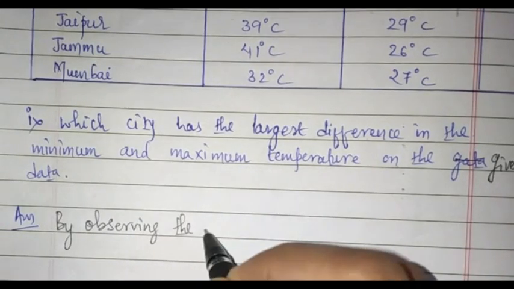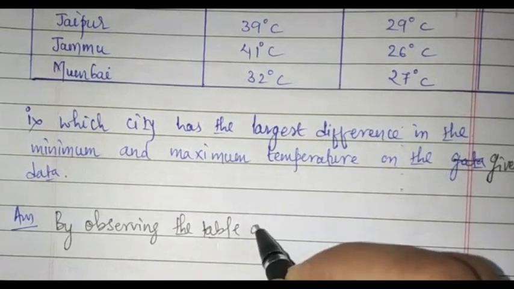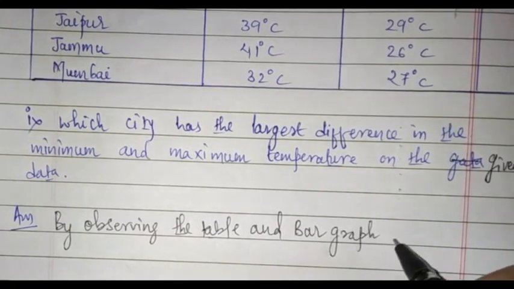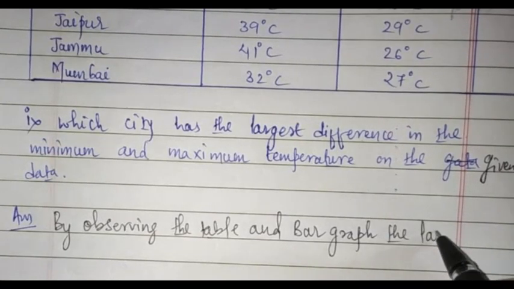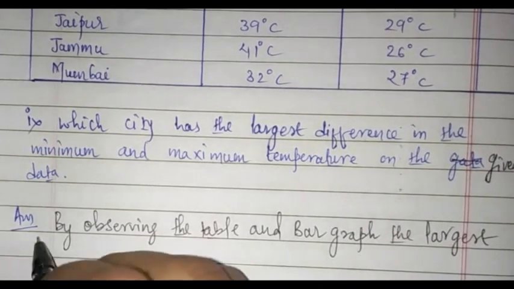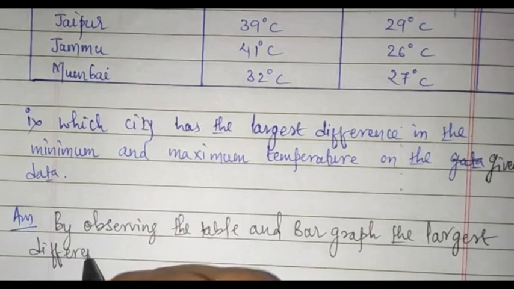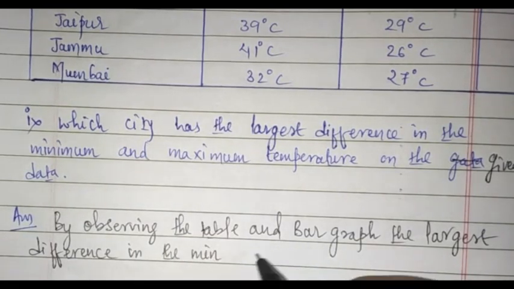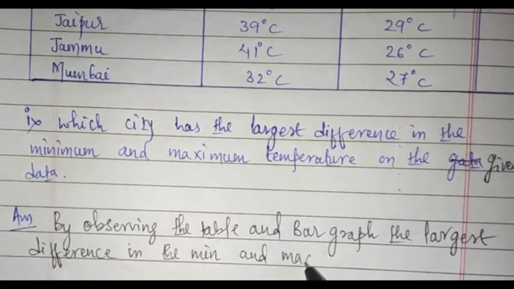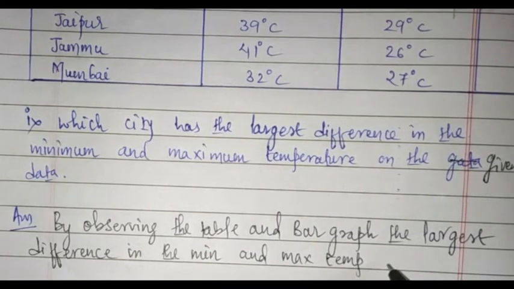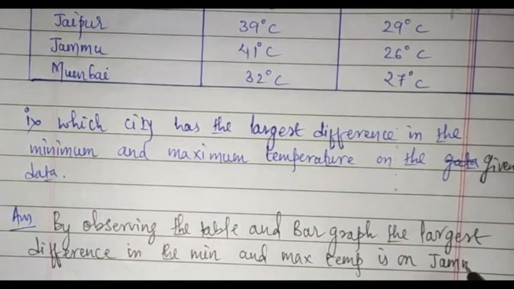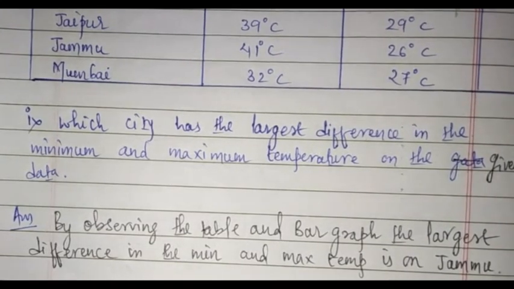So we are going to write like this: by observing the table and bar graph, the largest difference in the minimum and maximum temperature is in Jammu. Alright, with this we are over with number 1.